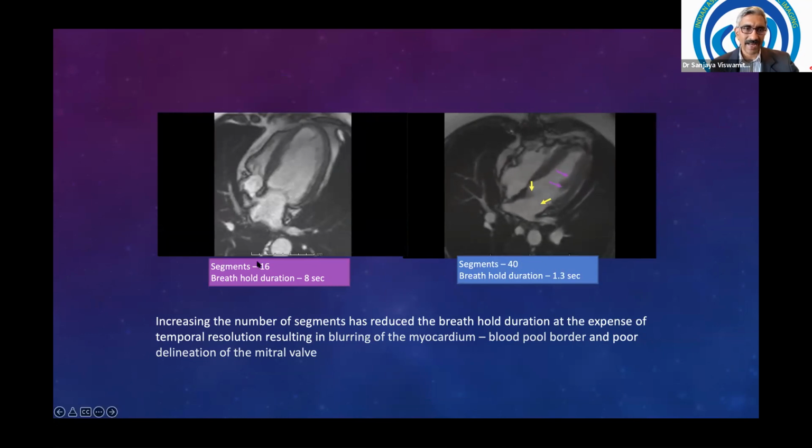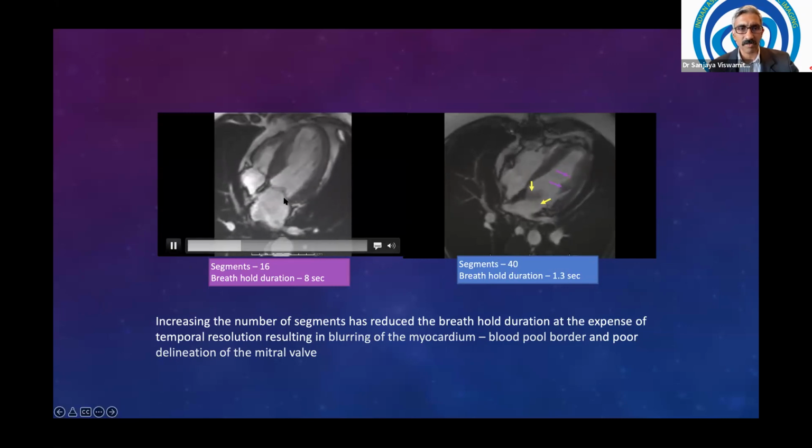If, on the other hand, I had a much better temporal resolution with a smaller number of segments of 16, my breath hold has increased from 1.3 seconds to 8 seconds. But I want you to appreciate that you are now able to much more sharply identify the endocardial border and also the valve planes. I think this becomes self-evident that the way you fill up K-space is critical in terms of how you control temporal resolution as well.